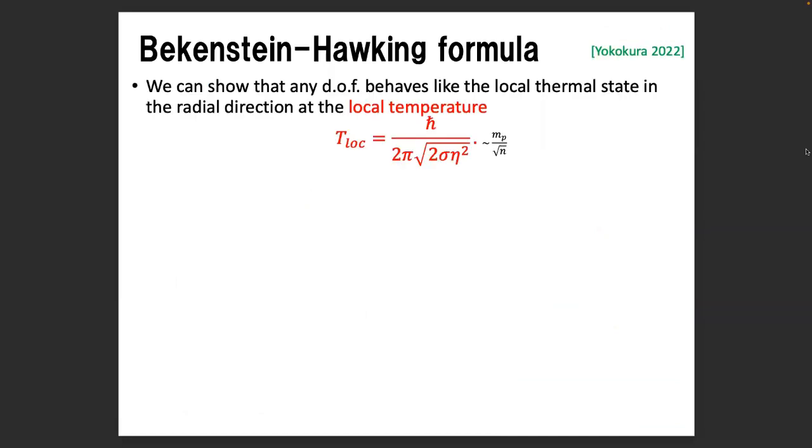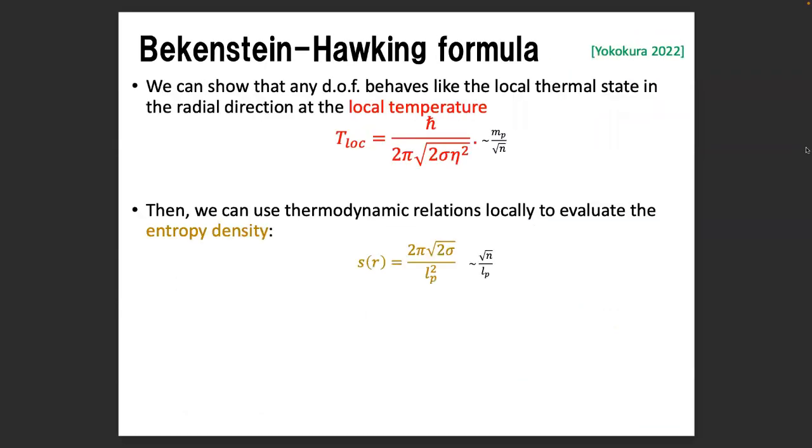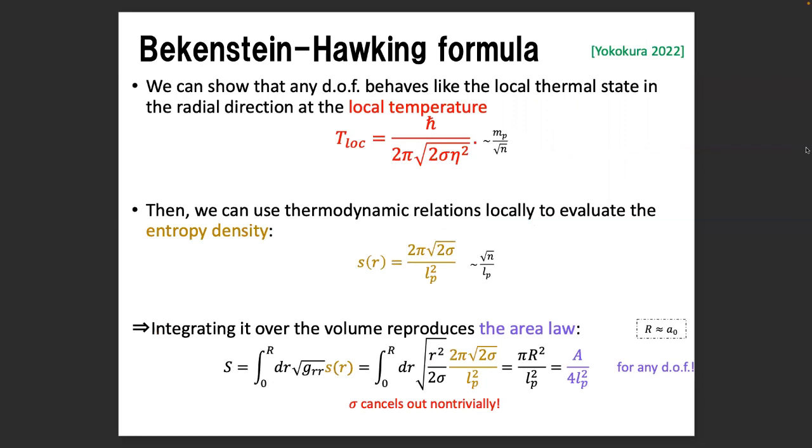Finally, here I evaluate the entropy of this system. First, we can check that the degrees of freedom behave like a local thermostat in the radial direction at this local temperature. As you can see, this local temperature is close to the Planckian temperature. We can use thermodynamic relations locally to evaluate the entropy density in this way. Then, integrating over this entropy density, you can reproduce the area of rho exactly. The point is that the parameter sigma cancels out between the measure part, the g_rr measure, and the entropy density, and then you get the universal coefficient 1/4.